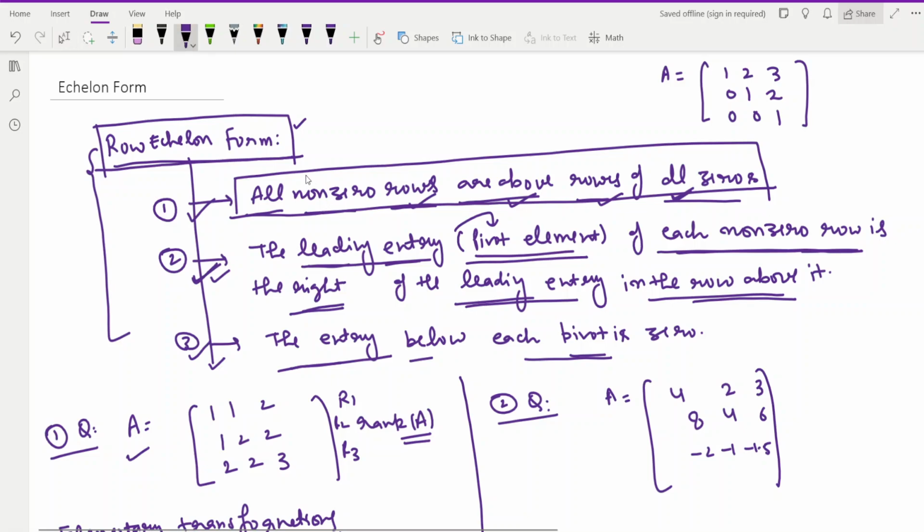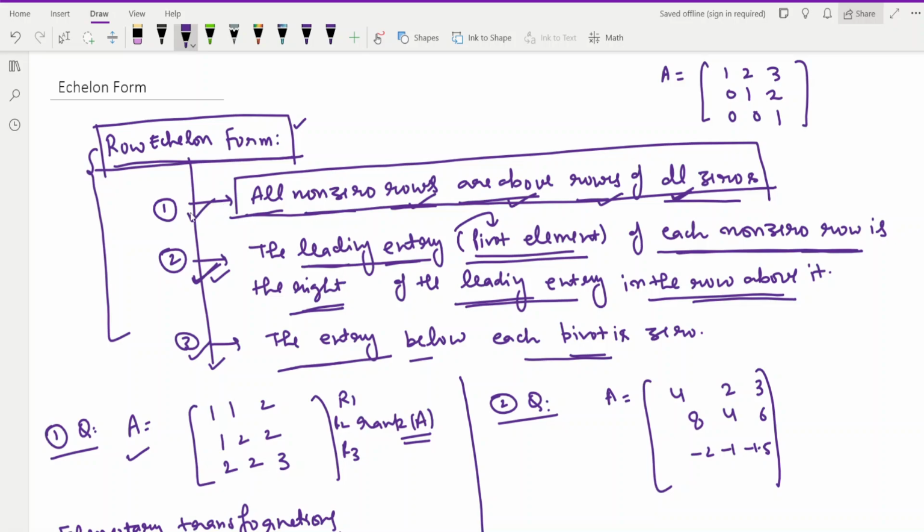In today's video, we will try to understand the meaning of Echelon form, and thereafter how we can find the rank of any matrix by using this Echelon form. So I have written here 3 points. If we apply these 3 points to any matrix, that matrix will be converted into the Echelon form.